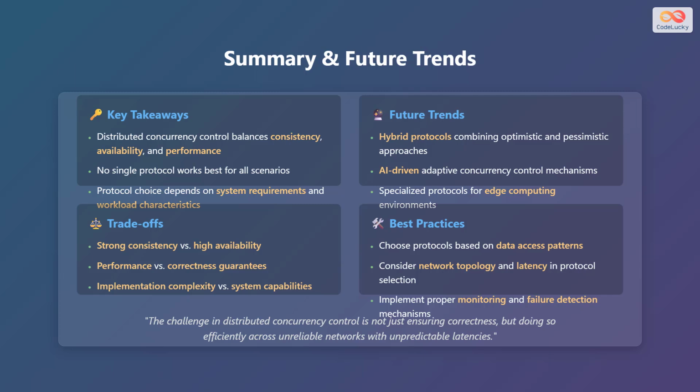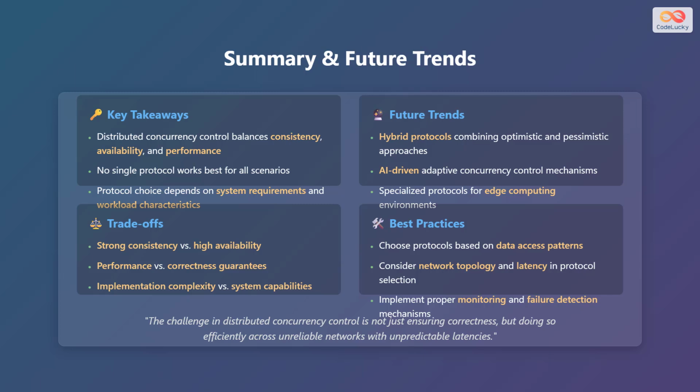To summarize, distributed concurrency control balances consistency, availability, and performance. Remember, no single protocol works best for all scenarios. The protocol choice depends on system requirements and workload characteristics. Future trends include hybrid protocols combining optimistic and pessimistic approaches, artificial intelligence-driven adaptive concurrency control mechanisms, and specialized protocols for edge computing environments. Recognize the trade-offs of strong consistency versus high availability, performance versus correctness guarantees, and implementation complexity versus system capabilities.